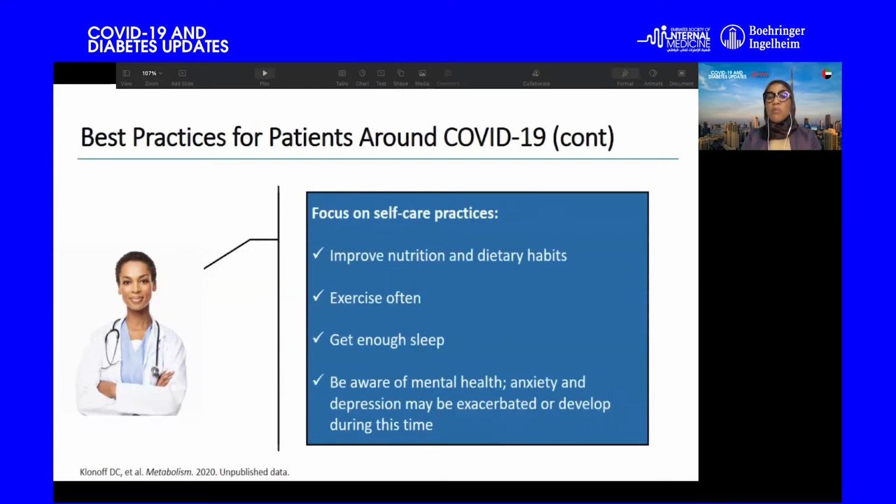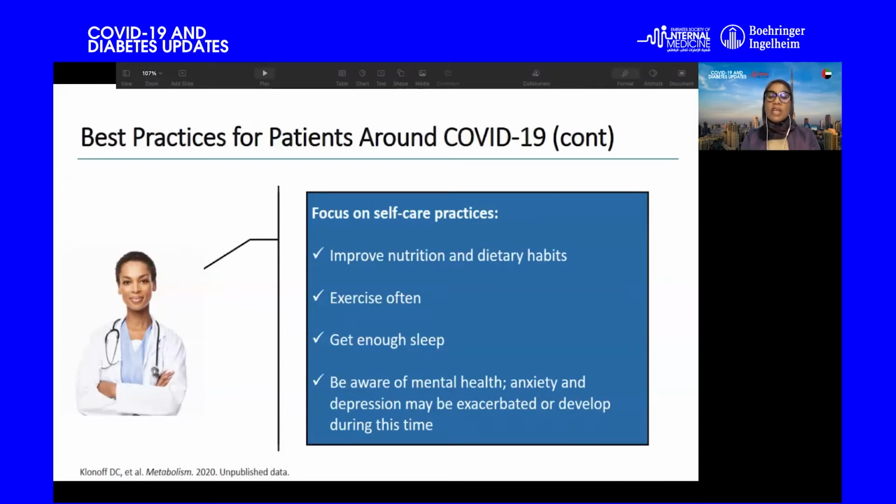The other thing is to remind them to focus on these self-care practices, so making sure that their dietary habits remained good. During the lockdown, we had a lot of patients who, because they couldn't go out to exercise, were also ordering food, and many of my patients are coming into clinic now having put on a lot of weight. So we need to encourage them to exercise, get enough sleep, and of course be aware of the mental health issues, anxiety and depression as well.